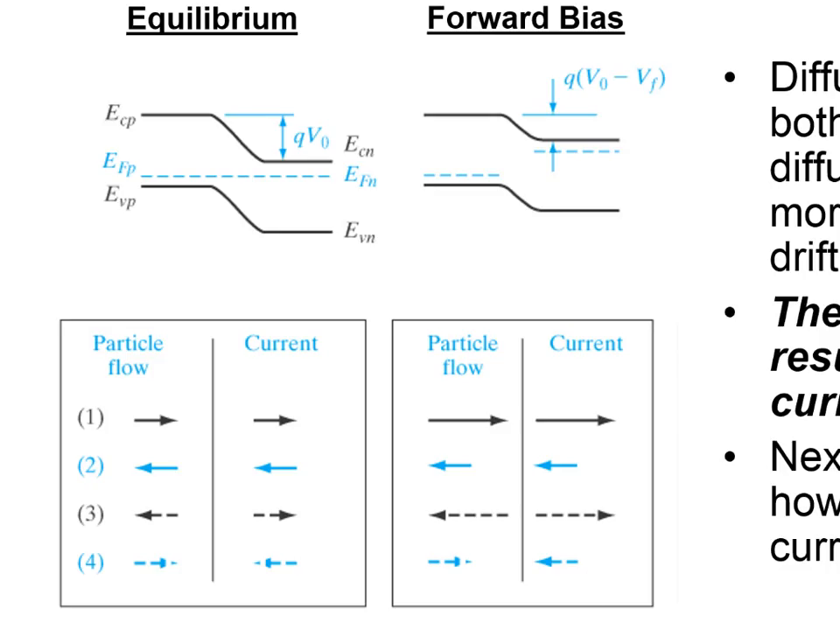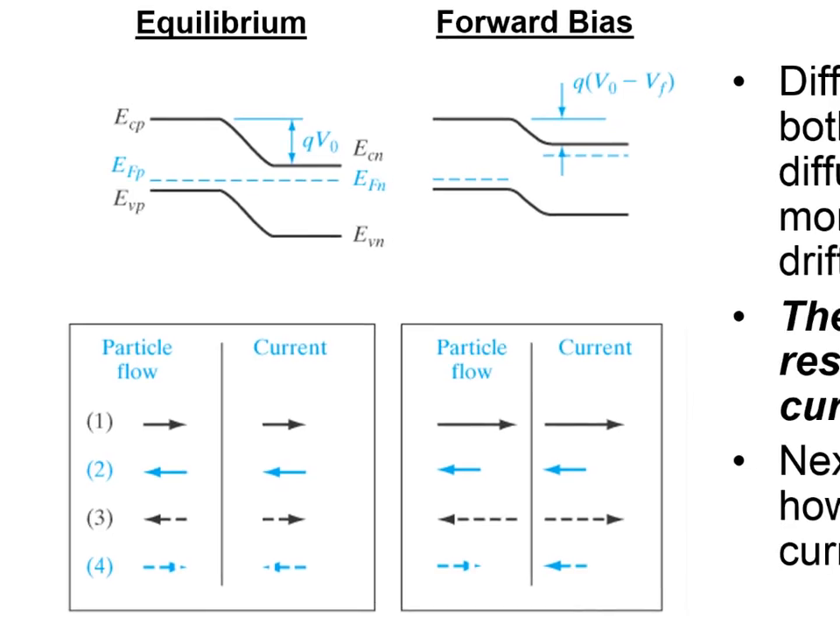What I'd like you to do, as a quick exercise, is figure out which one is which here. We have 4 rows here, and the four possible mechanisms are electron drift, electron diffusion, hole drift, and hole diffusion. I'd like you to figure out which one is which: number 1, number 2, number 3, number 4. Take a minute and see if you can figure that out.